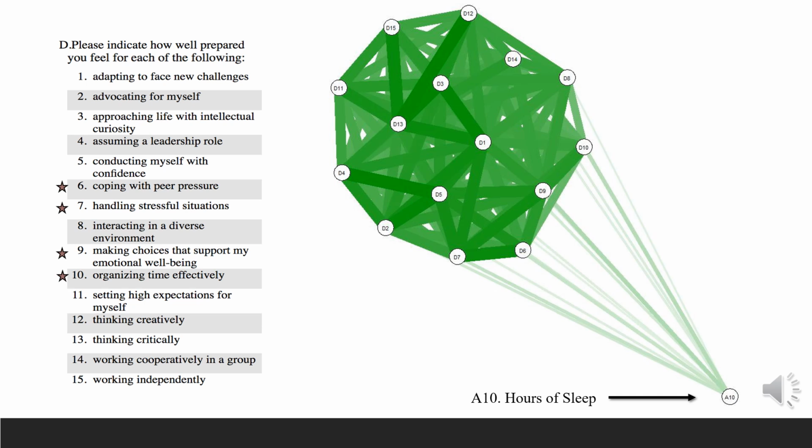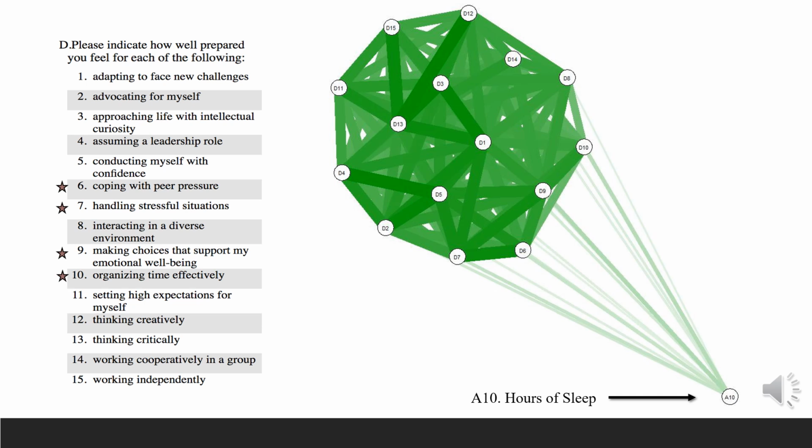Make note of the thickest green lines in this map stemming from A10 in the bottom right corner. Coping with peer pressure, handling stressful situations, making choices that support my emotional well-being, and organizing time effectively.